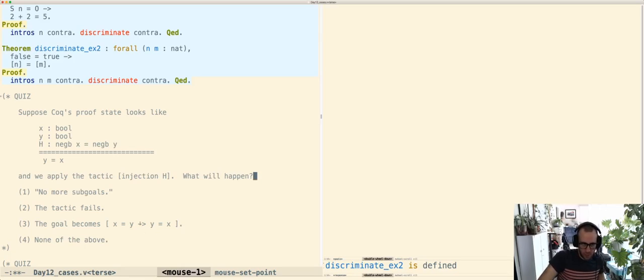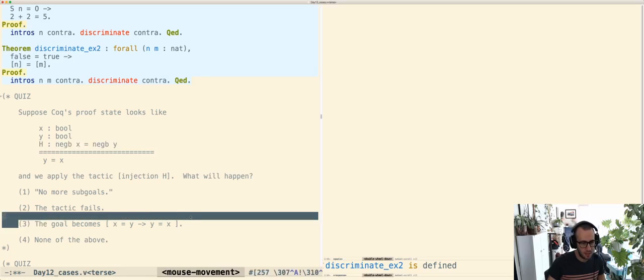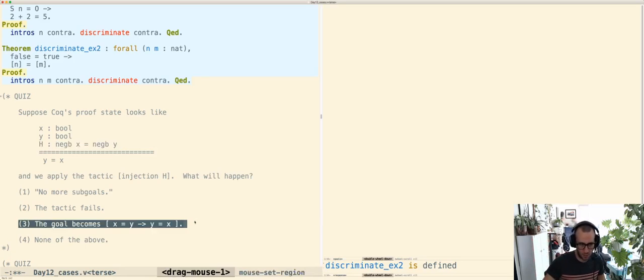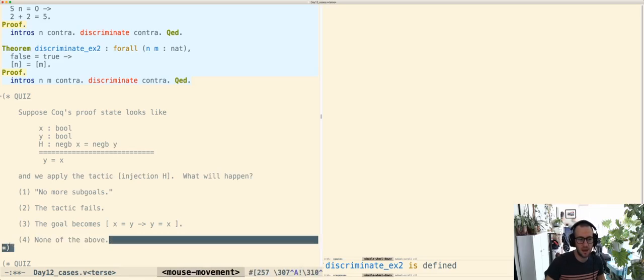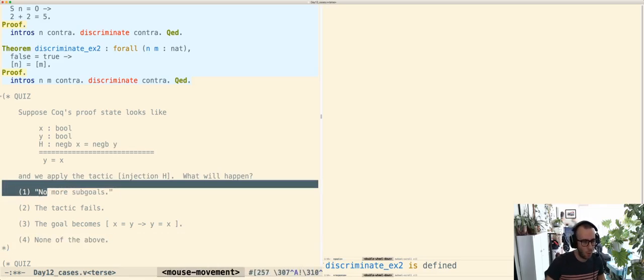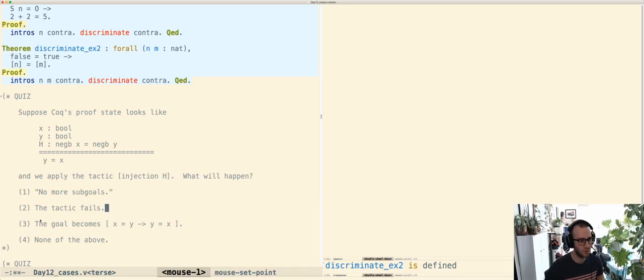Okay, let's look for a bit and understand what the consequences of each of these mean. 1, no more sub-goals would mean that injection solved our goal. 2, the tactic fails would mean that for some reason injection doesn't apply here. 3 means that injection applies and then we get this equality out. 4 means something else is happening and we haven't outlined it. I'm going to be nice, it's not 4. It's also not 1. Injection never solves your goal. Discriminate solves your goal. Injection, no. So it's really between these two.